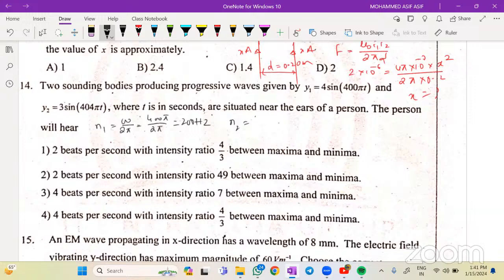उसी तरह से n2 is equals to omega 2 divided by 2 pi that is equals to 404 pi divided by 2 pi, that will be equal to 202 hertz. So number of beat frequency will be equal to n2 minus n1, that is 202 minus 200, that will be equal to 2 beats per second.